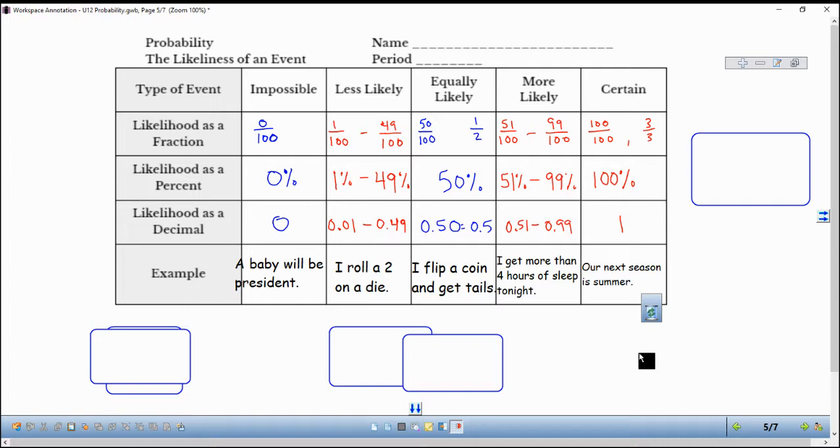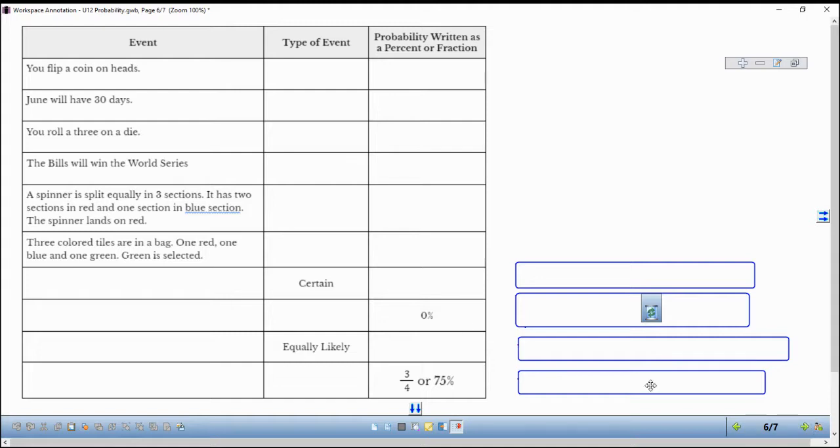Okay. So next we're going to take a look at more specific examples, and we're going to use some of these words and also use some of these types of numbers to describe specific events. Let's take a look at the same page. So we're not flipping a page, we're on the same page. Okay. You flip a coin on heads.